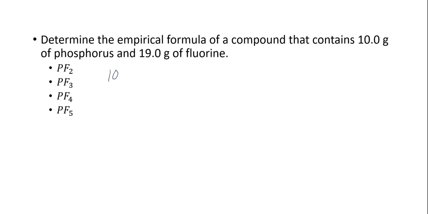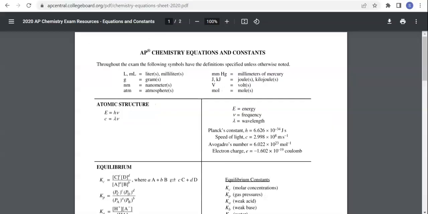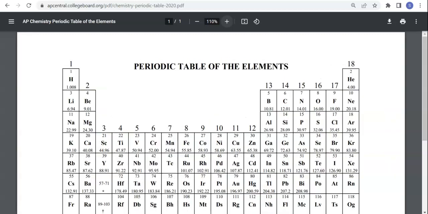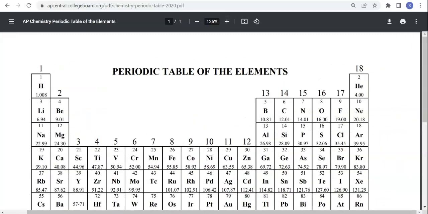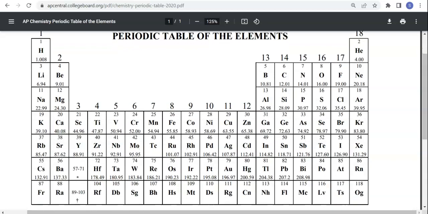So I have 10 grams of phosphorus and I have 19 grams of fluorine. So I need to divide by the molar mass of each, which, let's take a look at a periodic table. Alright, so here's a periodic table. The periodic table, in fact, that you'll be provided on the AP test. So phosphorus is 30.97 and fluorine is exactly 19. So a couple things to note here.